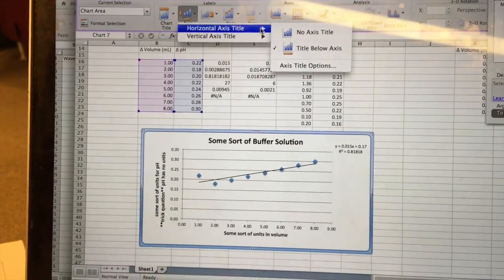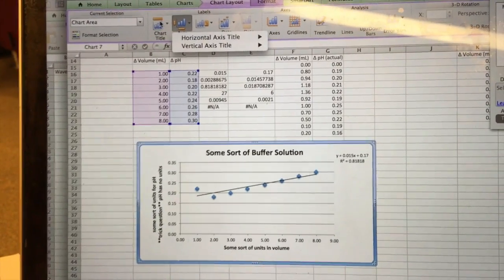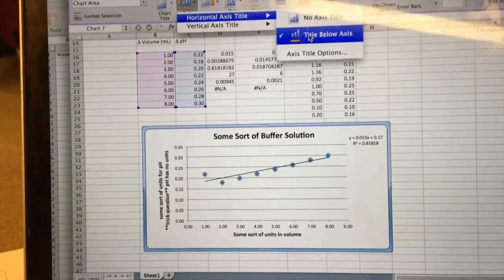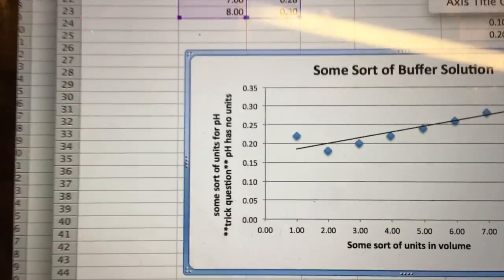When you have your chart, be sure to have a chart title, as well as horizontal axis titles on the horizontal axis, and vertical axis titles on the vertical axis.